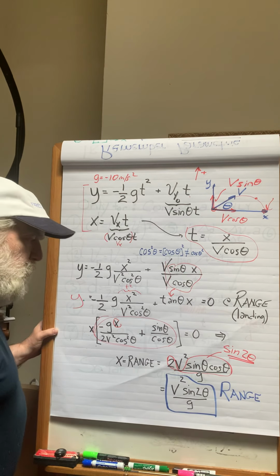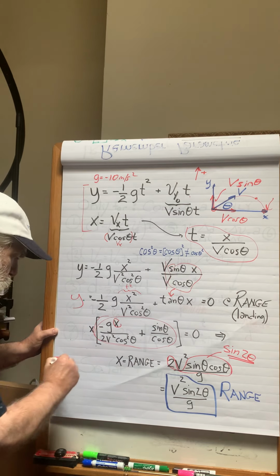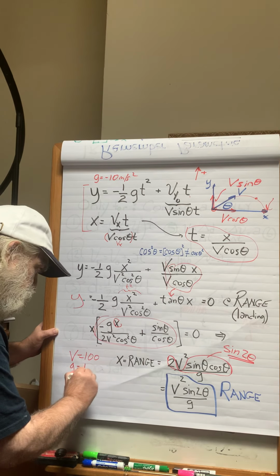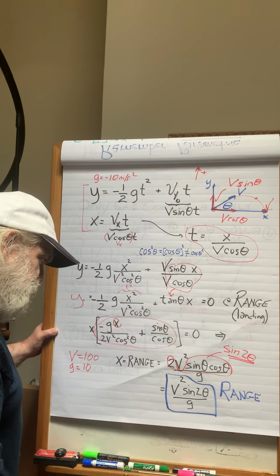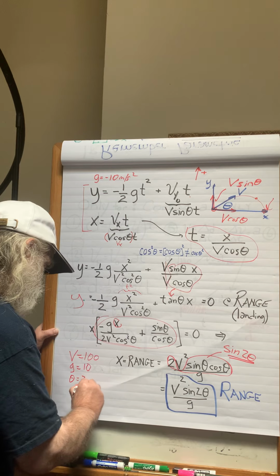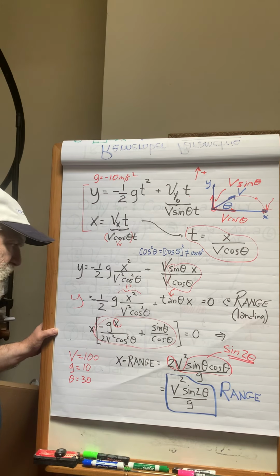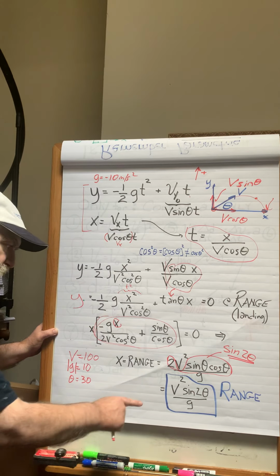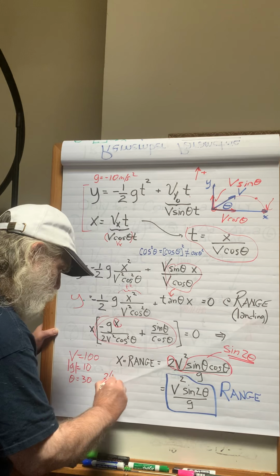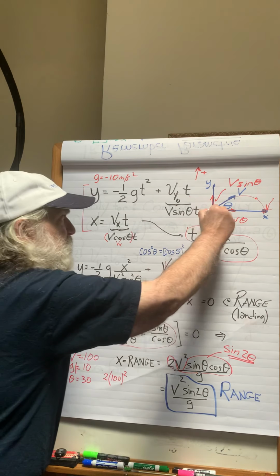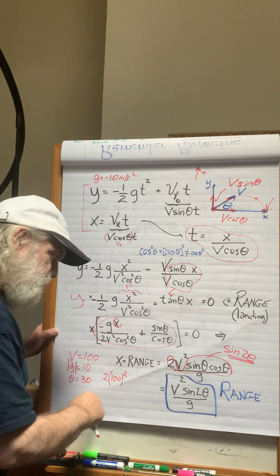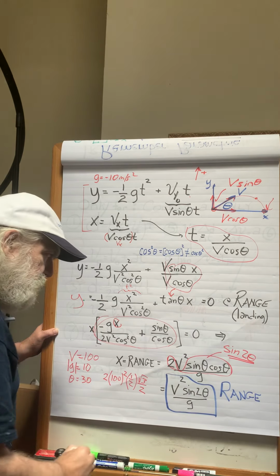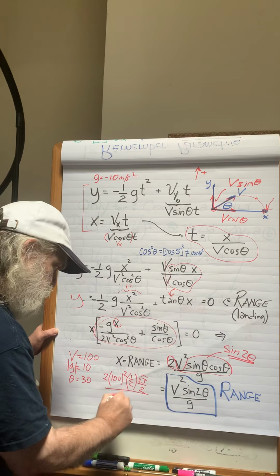That's the range. Remember, we got 870 as our range before when V was 100. G is 10. Let's see, we had theta was 30 degrees. I don't want to get a negative value, so I'm going to use the absolute value of G in this equation for the range. And so I have 2 times V squared, and that's this V here, 100, not the X or Y V's, times the sine of theta, which with 30 is 1/2. The cosine of 30 is the square root of 3 over 2. And I want to divide all of this by G, which is 10.